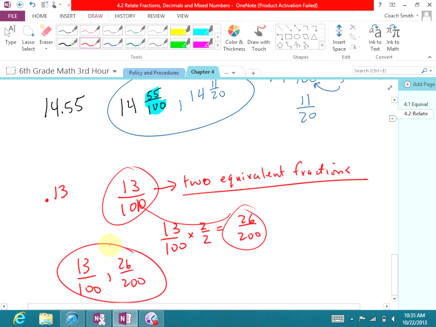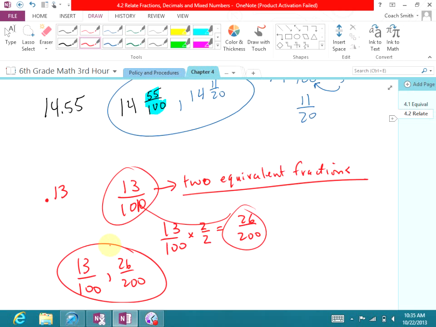Okay. So since we couldn't reduce it and they want two equivalent fractions, then I go back to what I learned in 4.1. To increase the fraction, we multiply by 2 over 2. Okay?